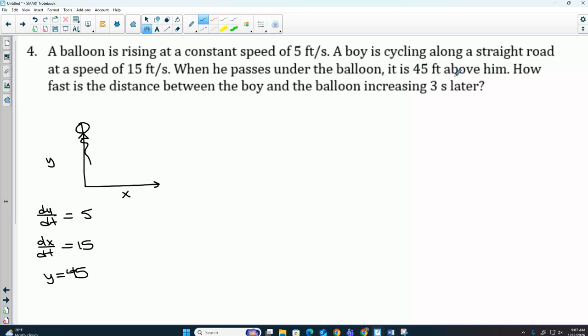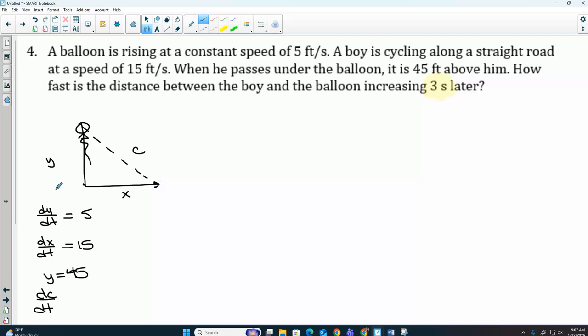But it wants to know how fast is the distance between the boy and the balloon. So that would be this side. So I call that c. How fast is the distance increasing 3 seconds later? Okay, so I am looking for dc dt. But there is a trick to this one. Y was 45 when he was right underneath this balloon. I want my rate 3 seconds after that.